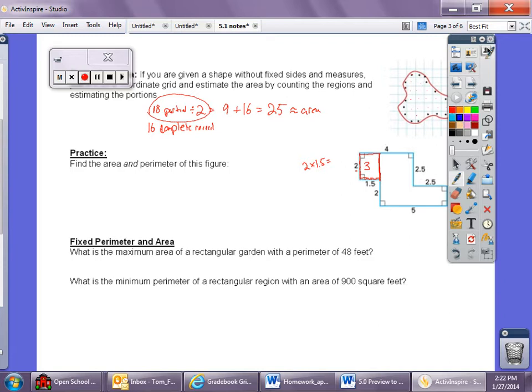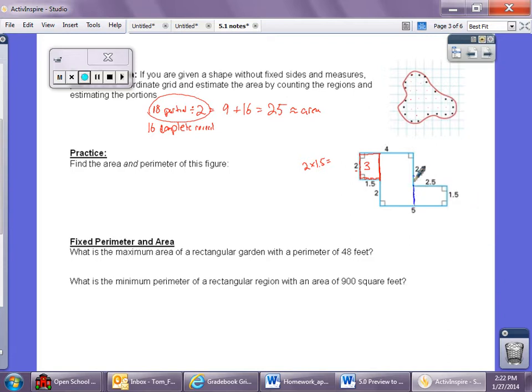We'll change colors. We have another rectangle right in here. Now I know that this looks like it's 4, but this is 1.5. If this whole thing is 4, that means the top is 2.5. And then we have to figure out how long this entire thing is. Well, we have 2 and 2, so it's 4. So this is 4 by 2.5, so 4 times 2.5 gives us 10. So this is 10 units in here.